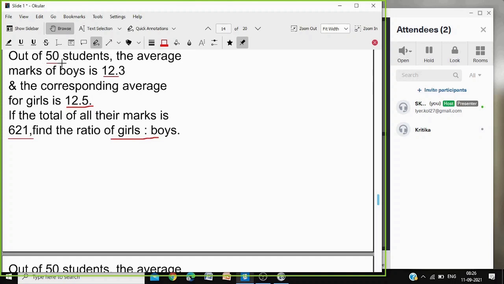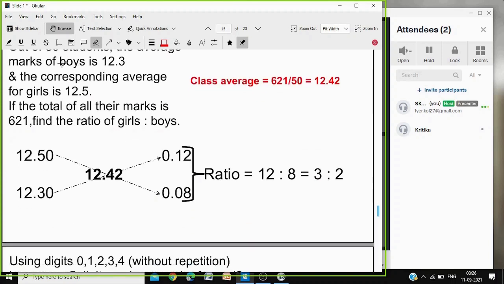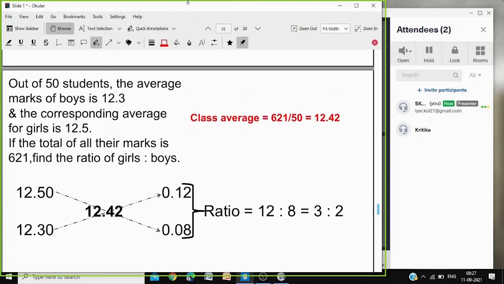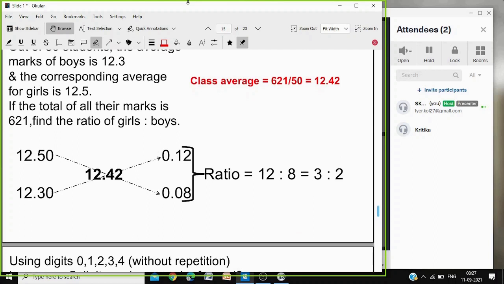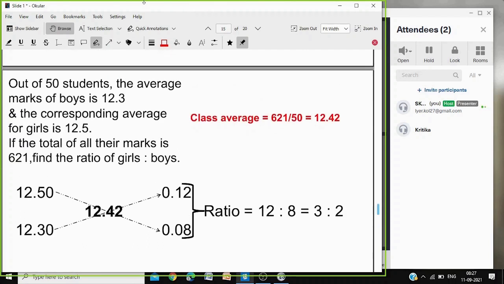So we use our famous cross difference method. First of all, we find the total average. What is the total average for the class? The total marks 621 are for 50 students. So the average is 621 upon 50, which is 12.42.